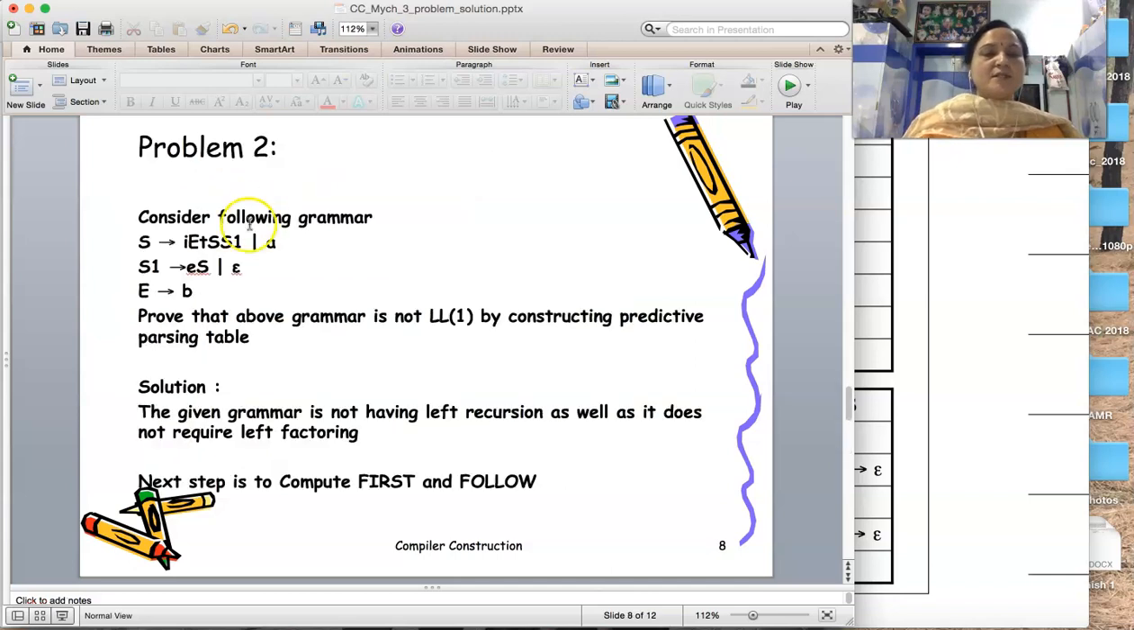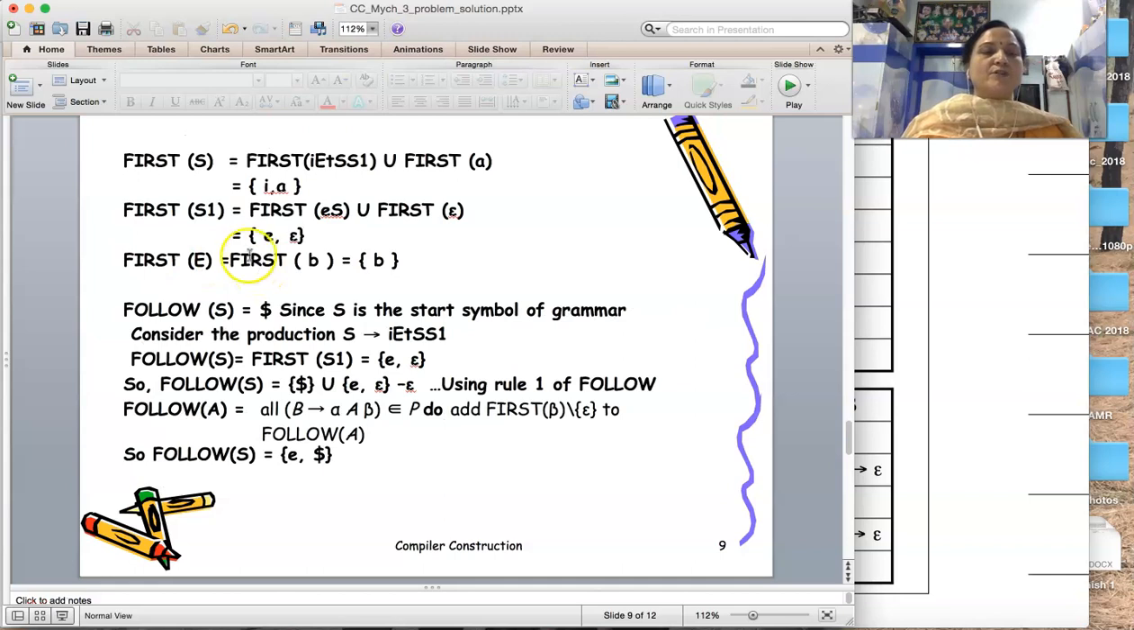Now the second production is S1. S1 tends to e S or epsilon. Again there are two productions. So first of S1 equals first of e S union first of epsilon. First of e S is e because e is a terminal, and epsilon can also be directly taken as a first of S1. It is also a terminal symbol.